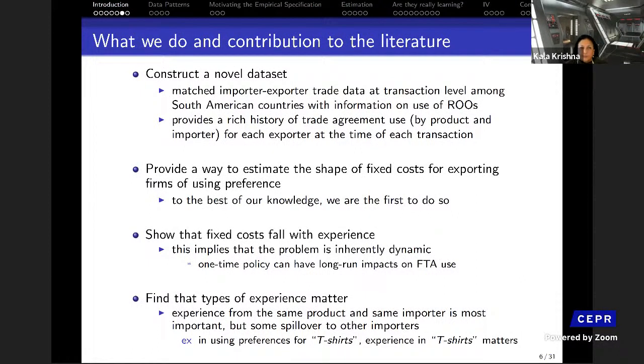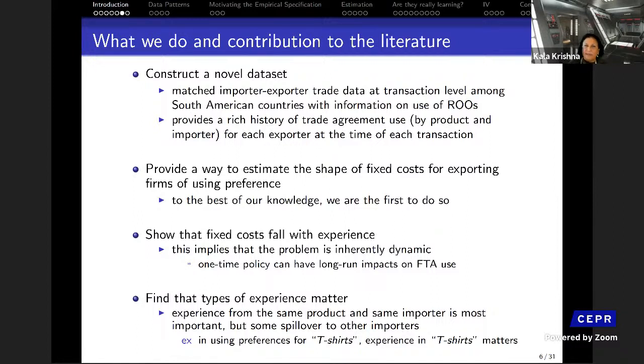So this is what we use to provide a way to estimate the shape of fixed costs for exporting firms using preferences. And to the best of our knowledge, we're the first to do so. Although we can't see the fixed costs directly, just like if you're looking at the ground, you won't see the clouds, but you'll see the shadow of the clouds. We don't see fixed costs directly, but we see how they affect behavior.